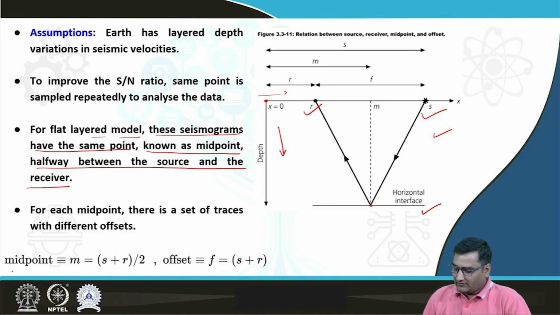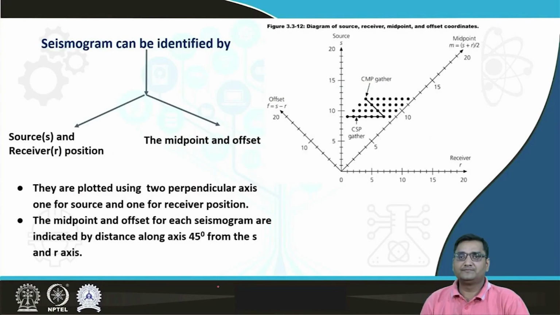If you want to calculate the position of the midpoint, that can be represented by m, and that will be equal to (s plus r) by 2. You can also calculate the offset, that is equal to s minus r, represented by f.